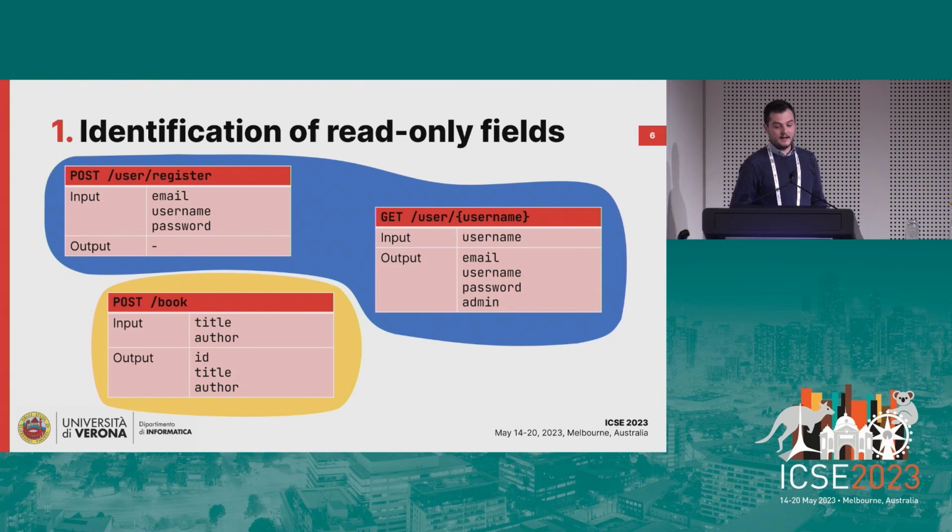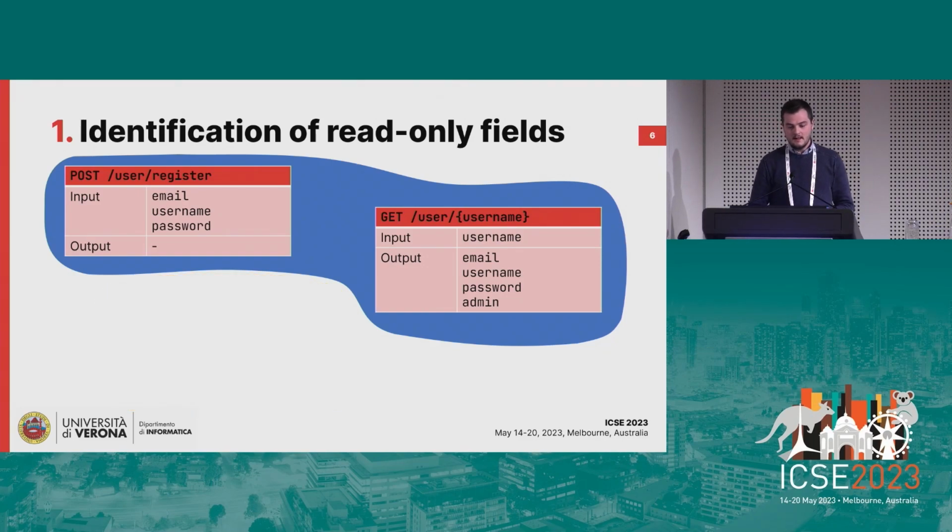And the clustering algorithm measures the similarity between operations with the number of common parameters. In fact, you can see that the first 2 operations have many parameters in common, email, username, and password, while the other cluster, the yellow one, does not have parameters in common.